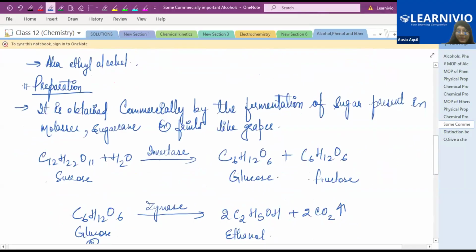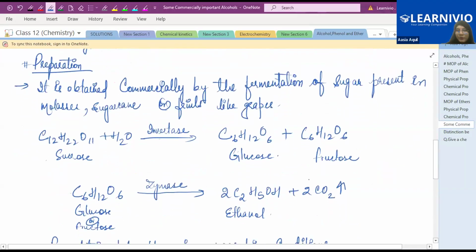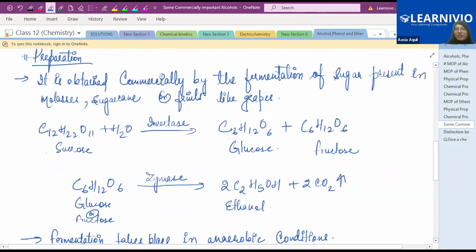Now let's see the preparation method. How can we prepare ethanol? Commercially, ethanol is prepared by the fermentation of sugar. When you do the fermentation of sugar, which is present in the molasses.